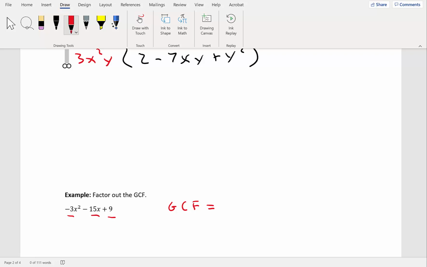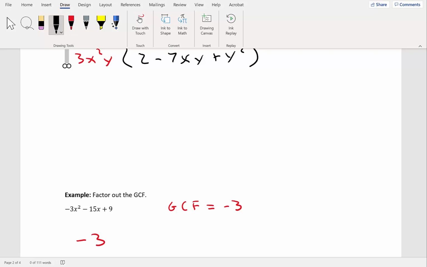So first, not all 3 terms have an x, so x cannot be part of our GCF. But now take a look at the coefficients, 3, 15, and 9. The largest number that can go into all of them is 3. But since my x squared term is negative, I'm going to take out a negative 3. I'm going to factor out the negative 3 from that.